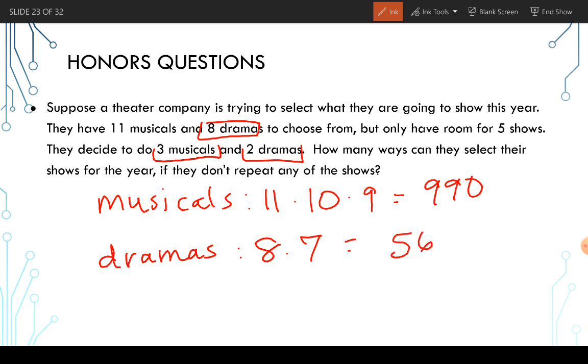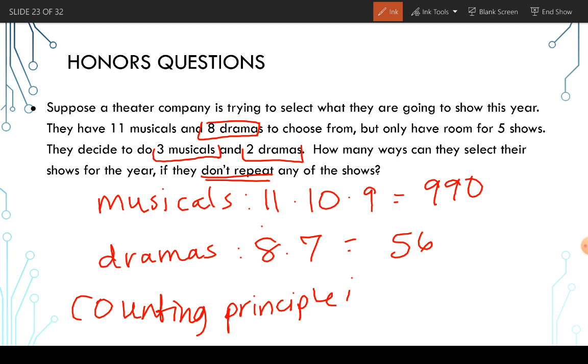We can't stop there. How many ways can we select their shows for the year if they don't repeat? So I told you they don't repeat. That's why our numbers went down every time instead of stayed the same. So we're going to use the counting principle to decide this. We get 990 times 56, which gives us 55,440 ways to select their shows for the year.